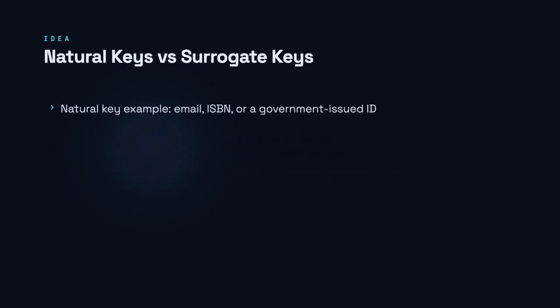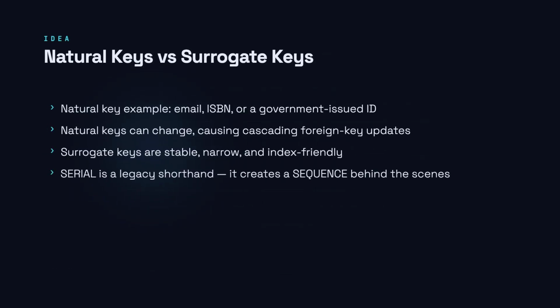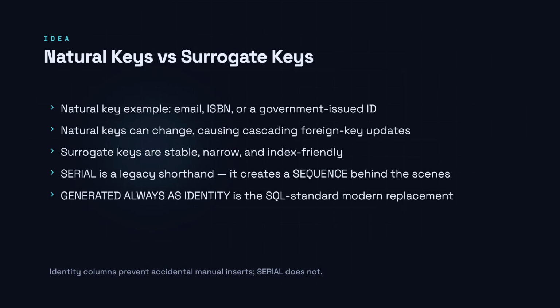Natural keys feel convenient until the data changes. An email update means fixing every foreign key that referenced it. Surrogate keys sidestep that entirely. And when you generate them, prefer identity columns over the older serial pseudotype. Identity columns are SQL standard and harder to accidentally override.